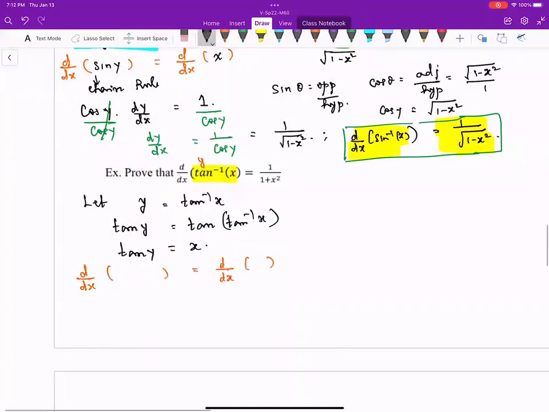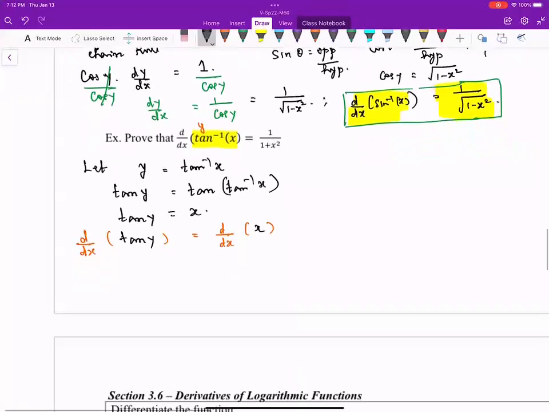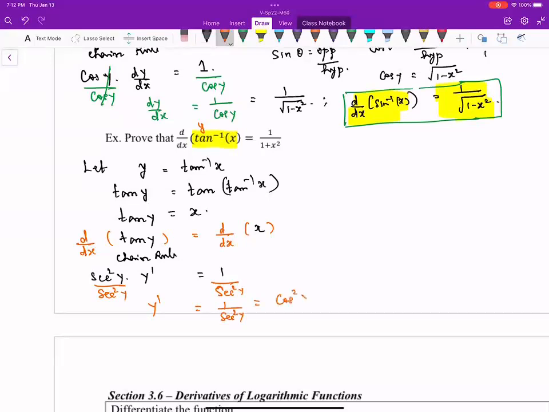So derivative of tan y, derivative of x. What is the derivative of tan y? By the chain rule again, outer derivative, which is secant squared y, times inner derivative, we'll call it y prime or dy by dx. The right-hand side is the derivative of x, which is 1. So if we divide both sides by secant squared y, y prime is 1 over secant squared y, which is cosine squared y, or cosine y the whole squared, correct? So y prime is cosine squared y.